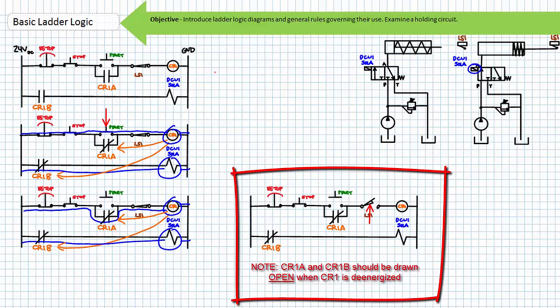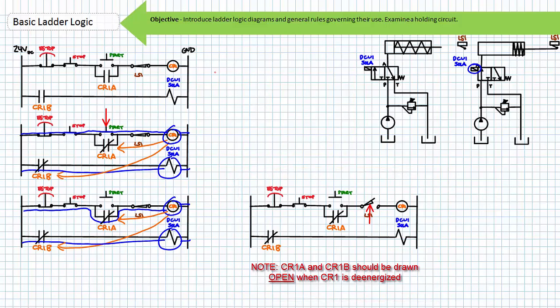CR1A opens, removing the holding path in parallel to the start push button. CR1B opens and solenoid A de-energizes. The spring offset DCV1 returns to the cross-connected position, and the single-acting cylinder retracts automatically.